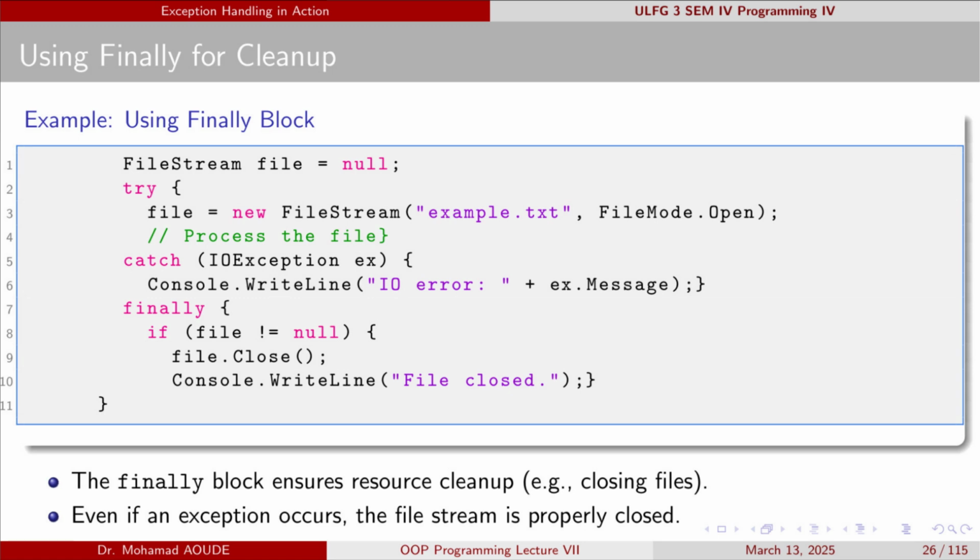Finally, let's talk about resource cleanup. Even if your program throws an exception, the finally block will execute. In this file handling example, we ensure the file stream is closed no matter what happens. This is how you protect your system from leaks or locks.